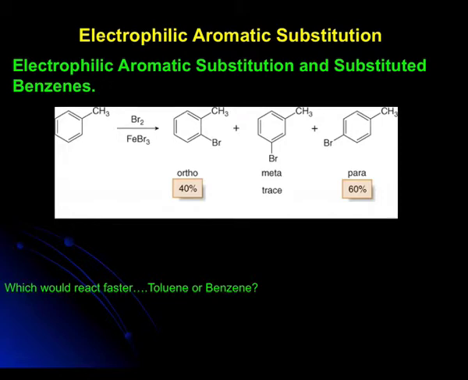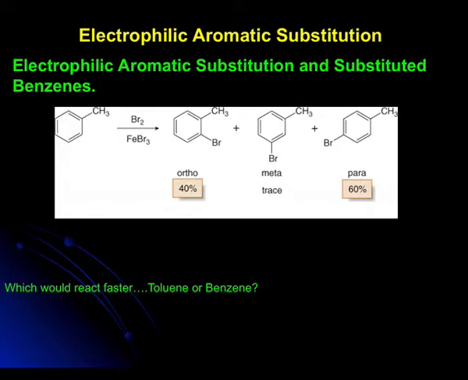Okay? So let's look at some examples. Let's suppose Gabby comes into the lab and she takes toluene, a common organic solvent. It's nothing more than methylbenzene. And she decides to put a bromine on it. So she takes liquid bromine and adds some iron or iron tribromide. She runs the reaction. She goes and looks at the NMR. And what she finds is that she gets bromine at the 2 position and bromine at the 4 position.